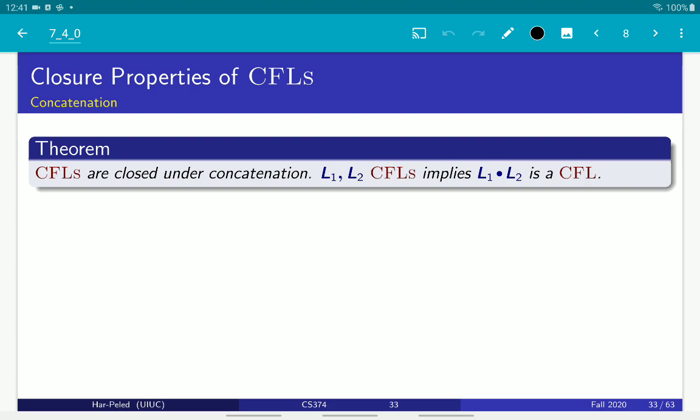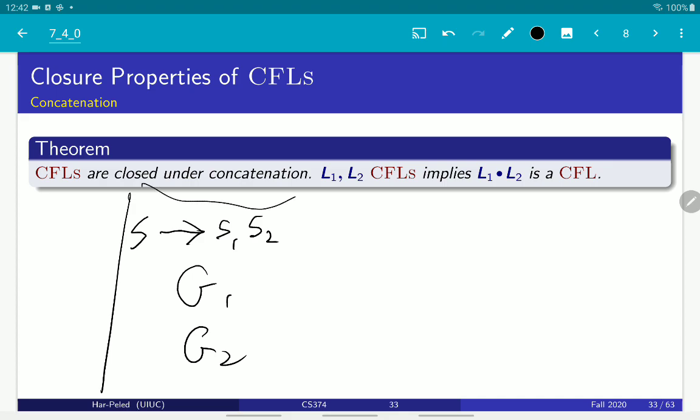Next is closure under concatenation, which is exactly the same idea. S goes to S1 S2, where S1 and S2 are the two start symbols of the grammars of the two languages. Again, you're copying the grammars of G1 and G2, and this is the new grammar. You can generate any string you want for the first language by deriving S1, then any string you want for the second language using S2, and you concatenate them. So this is concatenation.